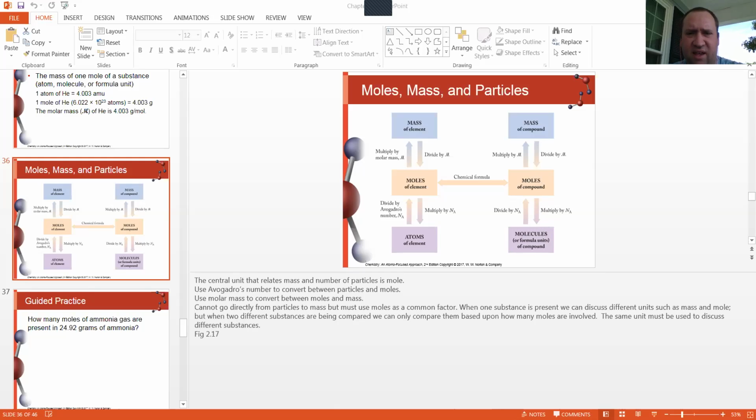Others in this set: grams of nitrogen from moles of N2O5. It'll be mass. I start here, I have to go to here and then to mass, so that'd be a two-step conversion. And then the last one, atoms of carbon from grams of molecule. That one's going to be the most complicated. I have mass of compound, I need to turn it into moles of compound, then moles of element, and then into atoms. So that's a three-step conversion.